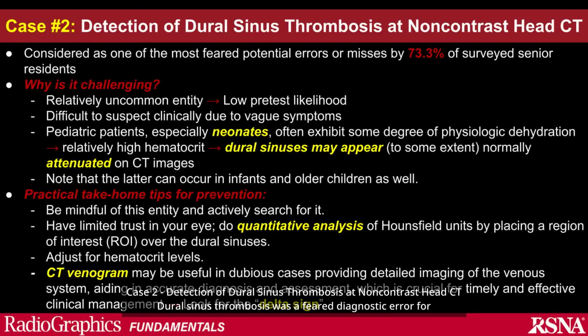Case 2: Detection of dural sinus thrombosis at non-contrast head CT. Dural sinus thrombosis was a feared diagnostic error for 73.3% of surveyed residents. Challenges arise due to its low pretest likelihood, vague clinical symptoms, and physiologic variations like dehydration in neonates, which may mimic thrombosis. Practical tips: be vigilant in searching for dural sinus thrombosis. Quantify Hounsfield units using regions of interest, and adjust for hematocrit levels. CT venography can confirm findings when the diagnosis is uncertain.